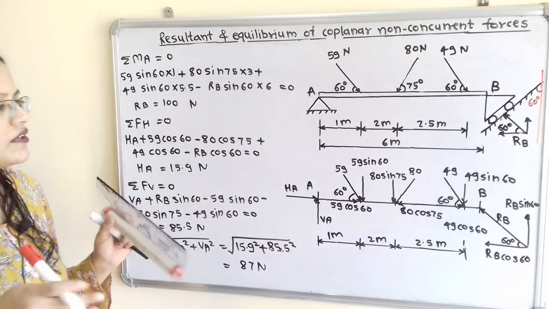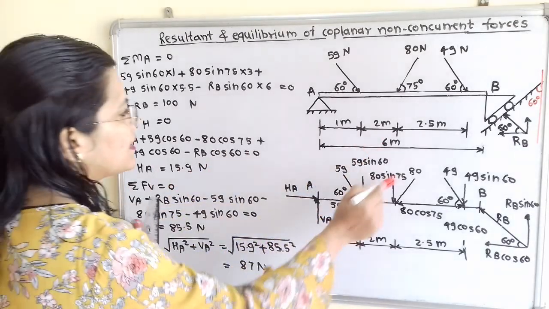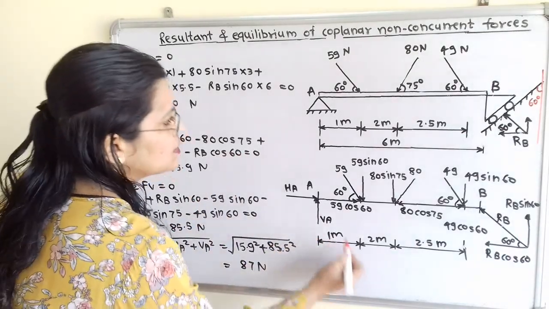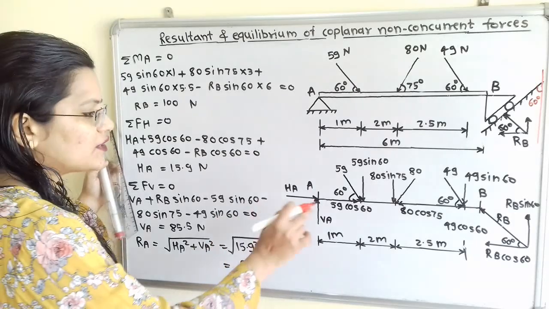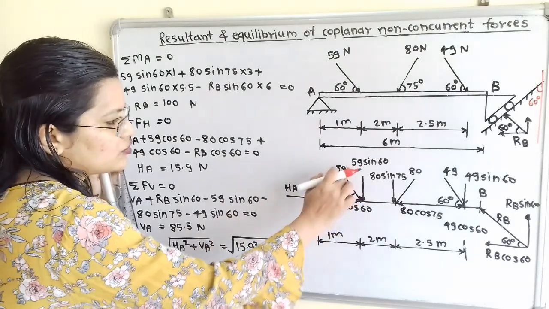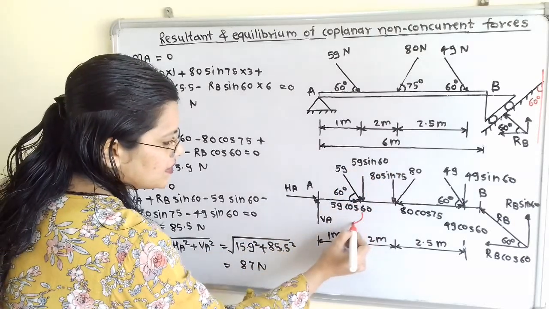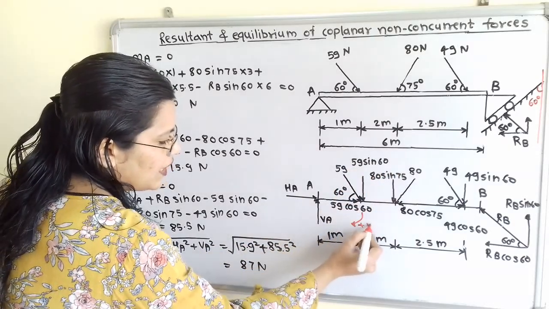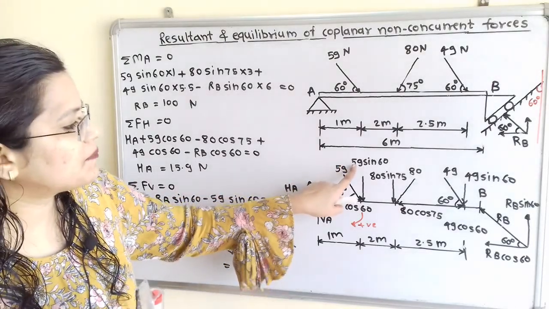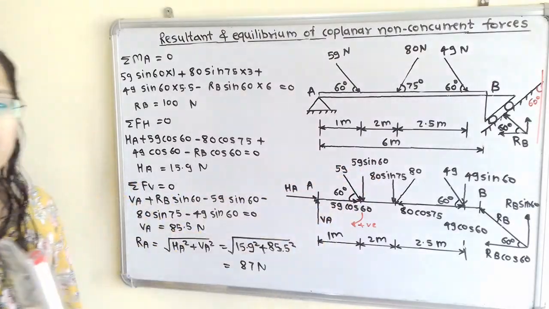Now if we observe the vertical component, then 59 sin 60 is there and the perpendicular distance is 1 meter, as mentioned in the question. Now if I move the compass about point A in the direction of this force, then it is in clockwise direction. So we have to take positive sign. So how can we write this? Plus 59 sin 60 multiplied by 1.